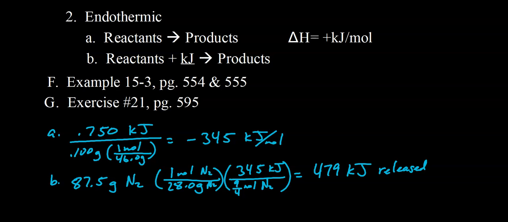Letter B, what if 87.5 grams of nitrogen was produced? How much energy would be released? Again, this is relative to the amounts of each of the substances involved in the reaction. So we're going to use the delta H as a conversion factor, a way of converting between moles and kilojoules. First thing is take the grams of nitrogen, convert to moles, and then use our delta H. Notice what I did here: 345 kilojoules per 9/4 moles of nitrogen. That's according to the chemical equation. So just be careful with that calculation.